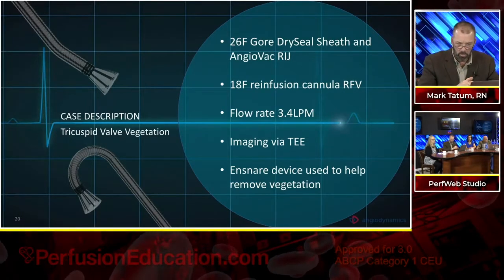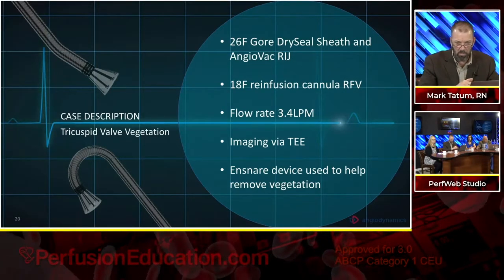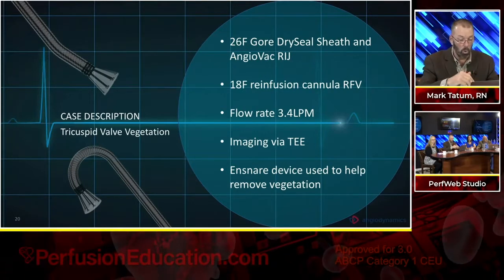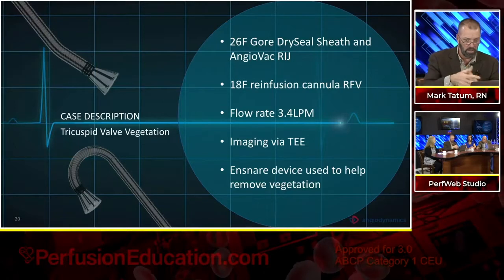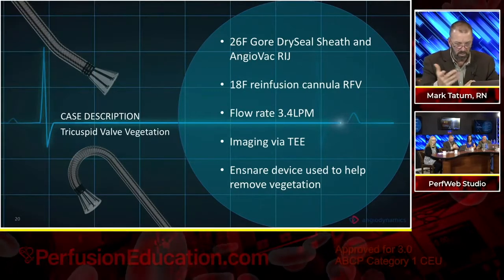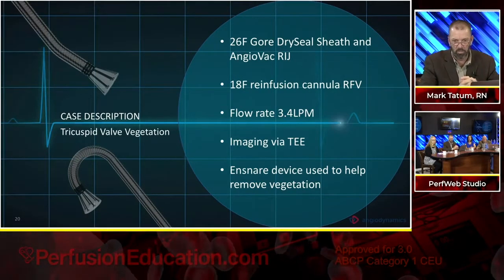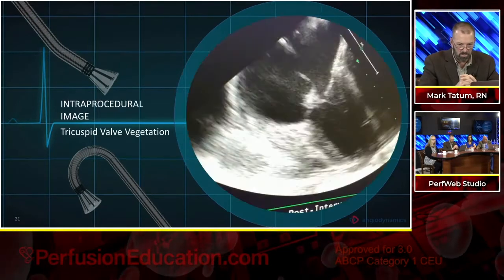Excellent. Flow rates are 3.4. Again, that's about right where we want to be. Imaging via TEE, again, for all caval atrial space through and even to the pulmonic valve, we'd like to have TEE present. And then a snare to help remove the vegetation, which I'll be happy to talk about later if you'd like. Next slide, please.